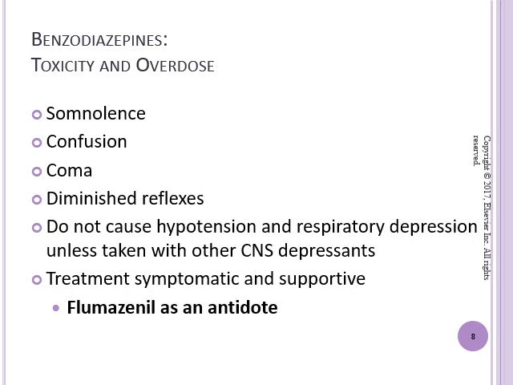Toxicity and overdose includes somnolence, confusion, coma, diminished reflexes. They do not cause hypotension and respiratory depression unless they're taken with other CNS depressants. Treatment is symptomatic and supportive. Flumazenil is an antidote.